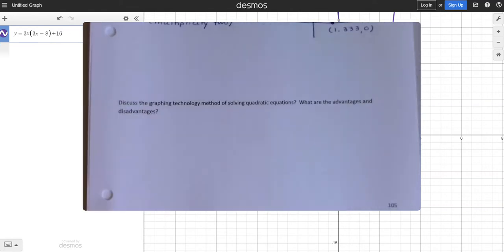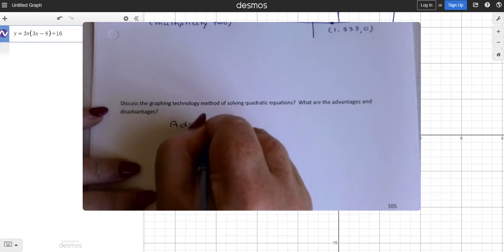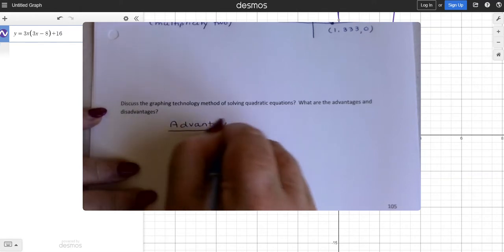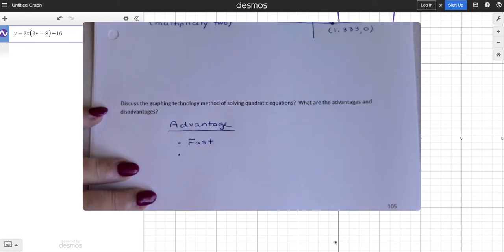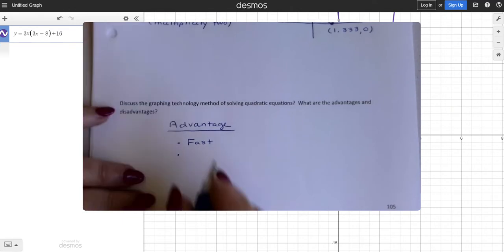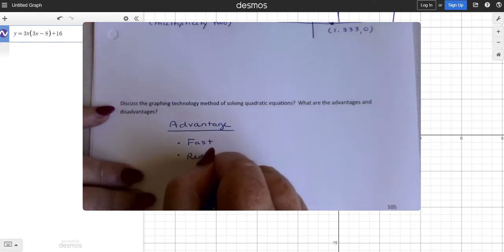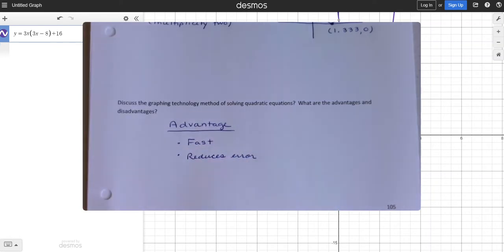So, discuss graphing technology method of solving equations. What are advantages and disadvantages? Well, of course, the big advantage is fast. And you don't have to worry about operator error, right? You don't really have to worry as much about making a little arithmetic error, or a little algebra error. So it certainly reduces error. About the only thing you could possibly do was accidentally type in the function wrong. But it's quick. It's pretty accurate.